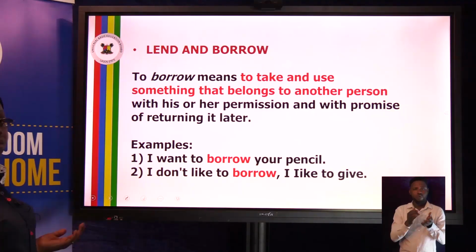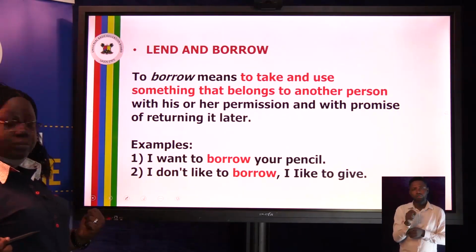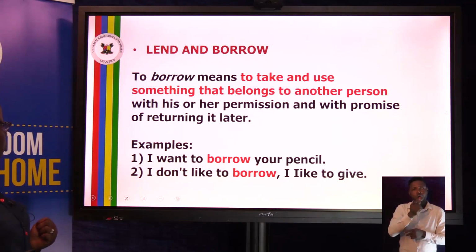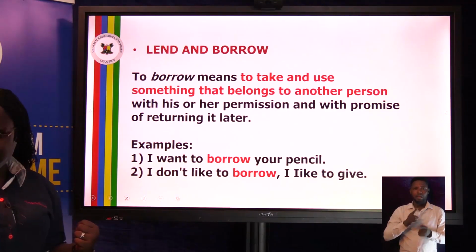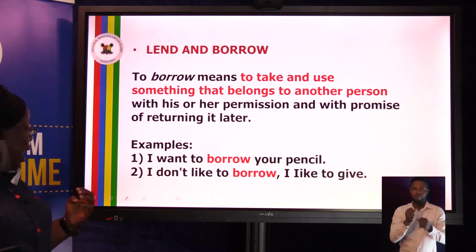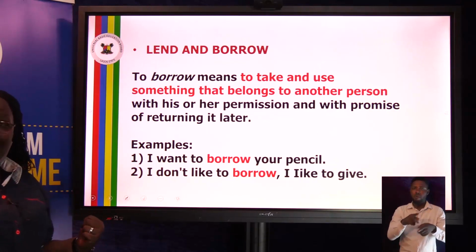Example, I want to borrow your pencil. I don't like to borrow. I like to give. That's a powerful one. I don't like to borrow. I like to give.